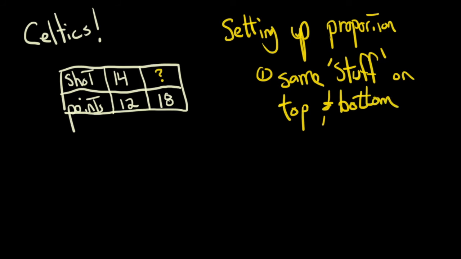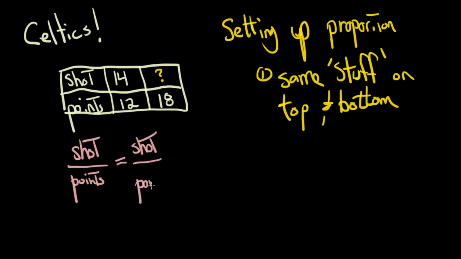So what's the stuff here? The stuff here is going to be shots and points. It doesn't really matter which one you do, so do realize that, as long as you're consistent. I'm always going to put shots on top and points on the bottom. Why? I don't know. It's just written that way. You could be crazy and go points over shots. It doesn't matter as long as you're consistent. So you have to make something that says shots over points is equal to shots over points. And one of these things is going to be your question mark, which is just an X.